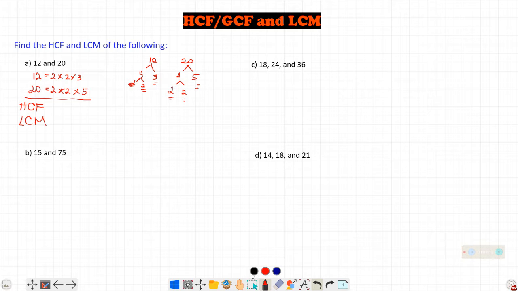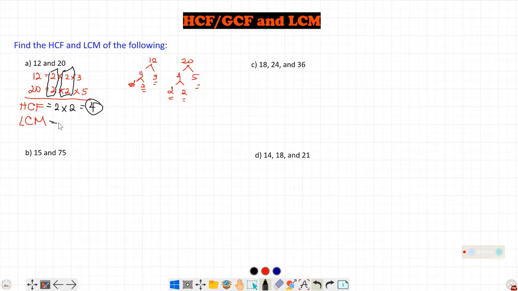Okay, so to find the HCF or the GCF of a number, we need to find the common factors, from the word itself, highest common factor. So we need to find the common factors of both 20 and 12. Both of them have 2, so that's one of the common factors, and another 2 here. So the common factors of 12 and 20 are 2 times 2, which is equal to 4.